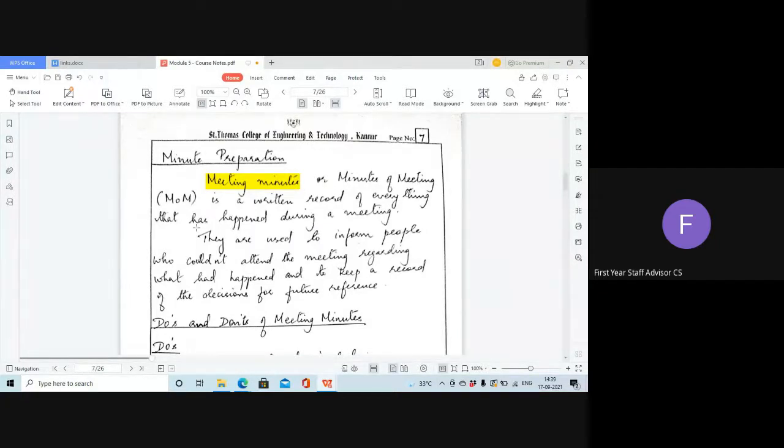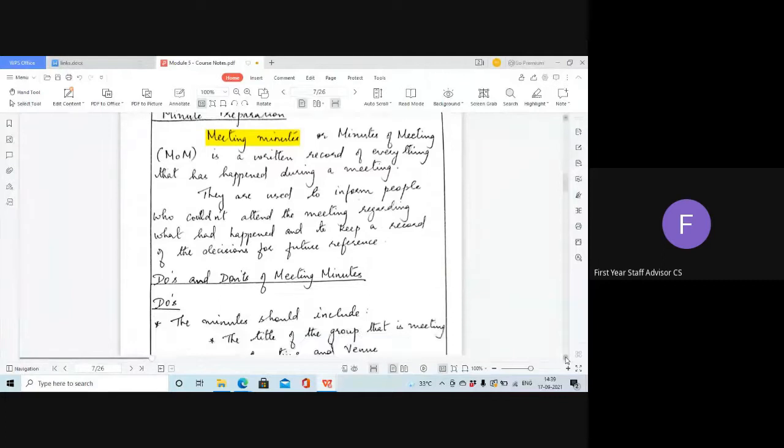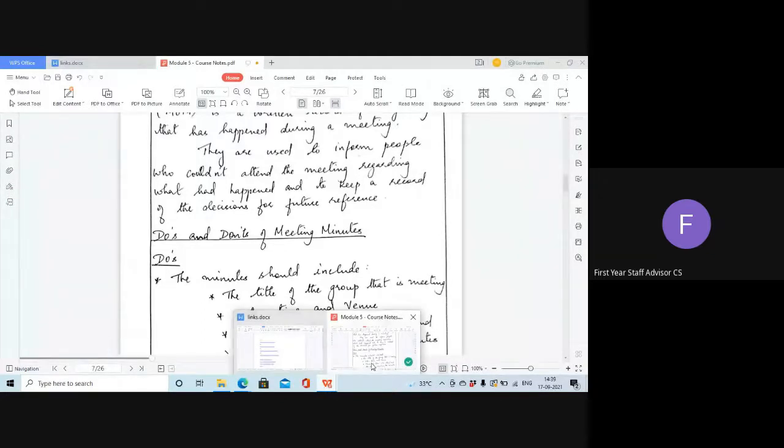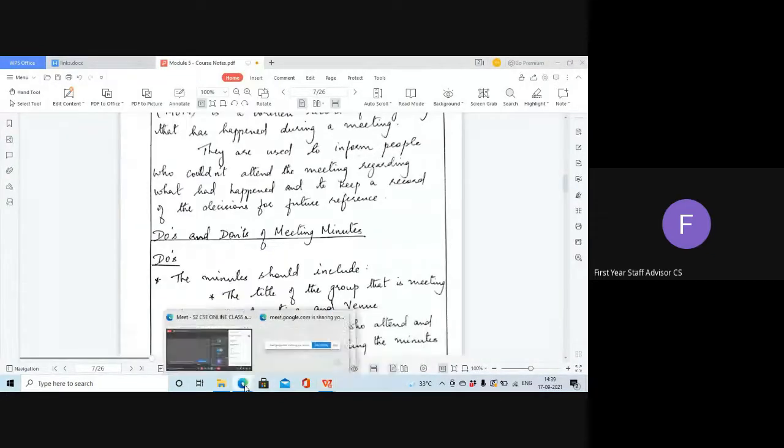The purpose of these minutes is to inform people who couldn't attend the meeting regarding what had happened in that meeting. So we write down the minutes and pass them to the concerned people, whoever should know about these points discussed. And so minutes are written down to inform people about what has been discussed in the meeting. Okay, so, and it is a record for future reference also. Is it clear to you?